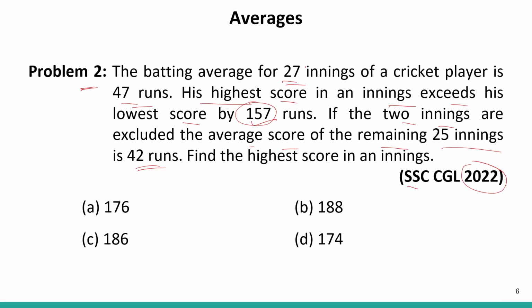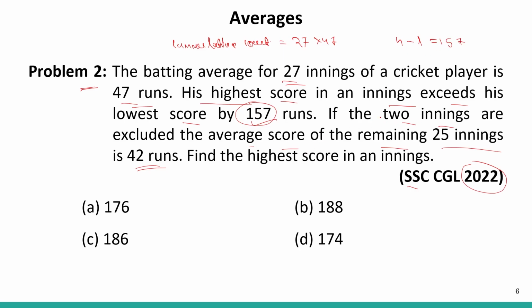Batting average of 27 innings is 47. So cumulative count will be equal to 27 into 47, right? Next, his highest score in an innings exceeds the lowest by 157 runs. Let his highest score be H and lowest be L. So H minus L is equal to 157, as given to us.